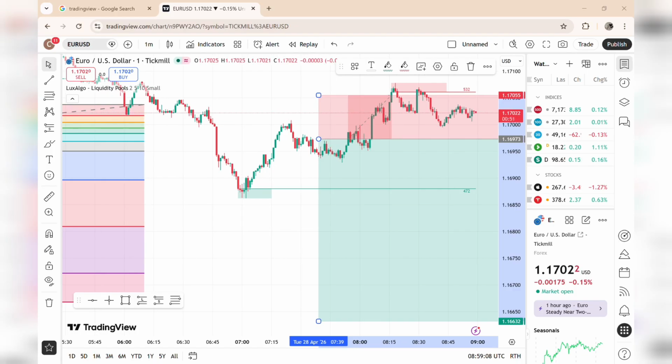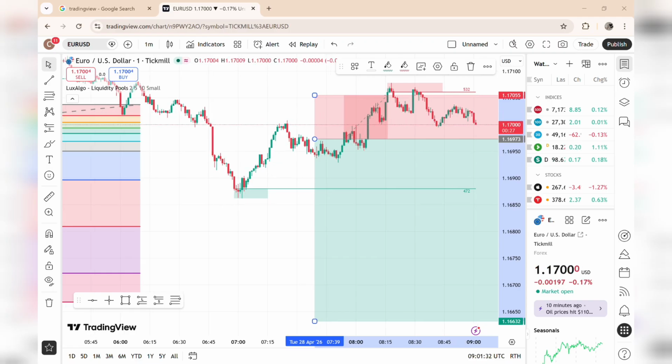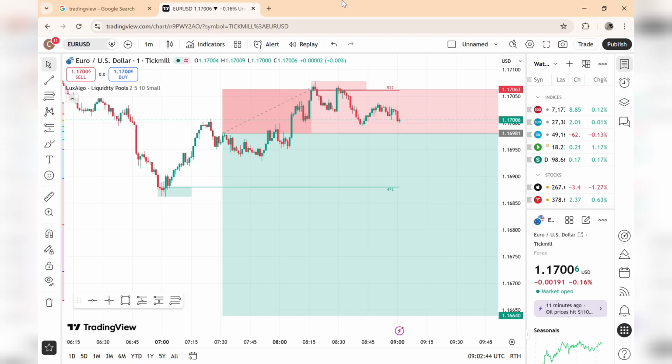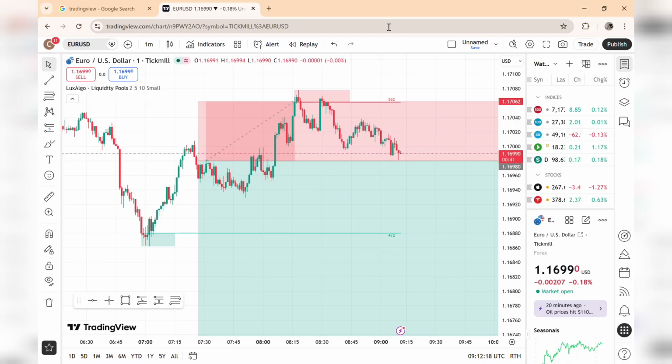Number 1, always wait for price to react at the liquidity zone. Don't just blindly buy the zone. Number 2, the Lux Algo liquidity pools indicator gives you a clear visual of where these areas are, which makes planning the trade much easier. And number 3, on a 1-minute chart, these moves happen fast. You need to be ready with your levels pre-marked before price gets there. The risk to reward on this setup was solid, targeting a zone that was clearly defined with a tight stop below the demand area.